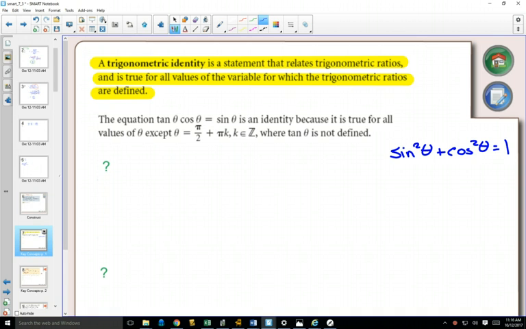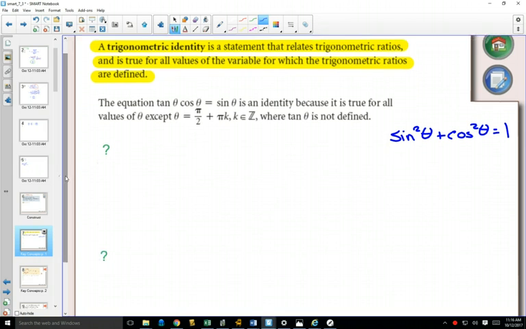What's another big idea that we've learned? It has to involve a trig ratio, though. What do you know about tan? What's tan always equal to? Sine of theta over cos of theta.